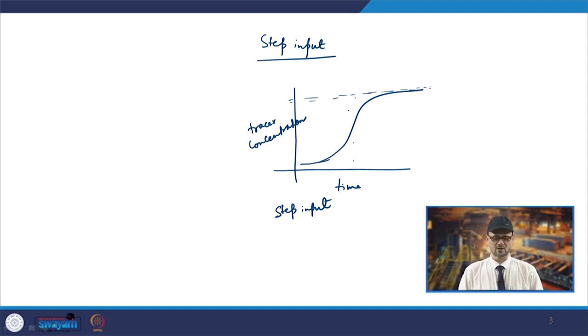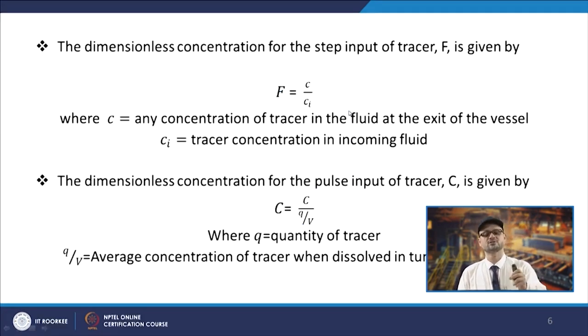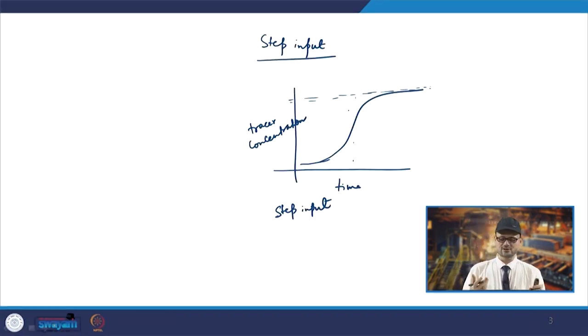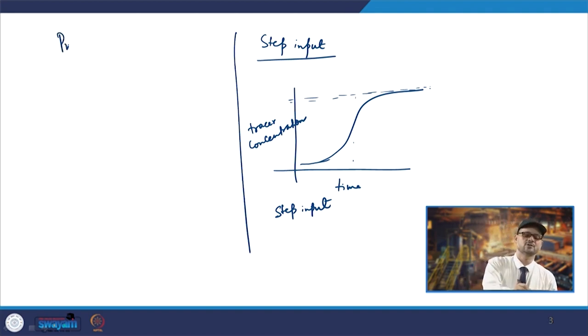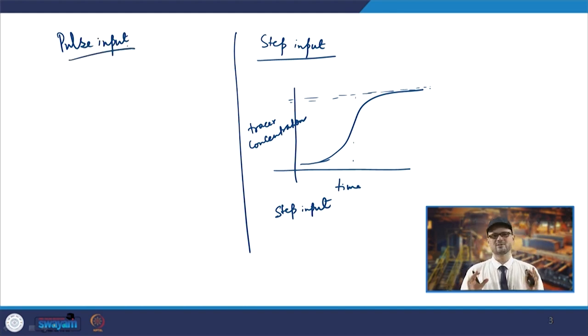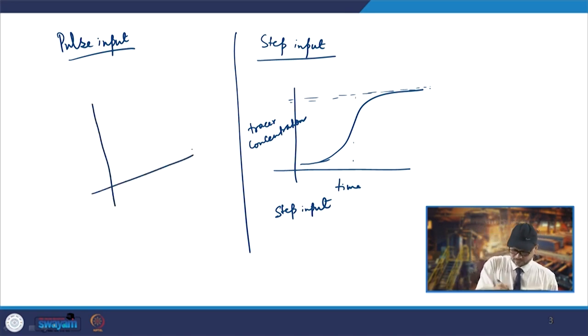Then we are talking about the C curve, that is your pulse input. In the case of pulse input, you are just giving some amount of tracer, a short pulse, that is why it is known as the pulse input. Now, in this case what is happening is that the tracer will start appearing after some time, and then it will reach a maximum, and then its concentration will go on decreasing.